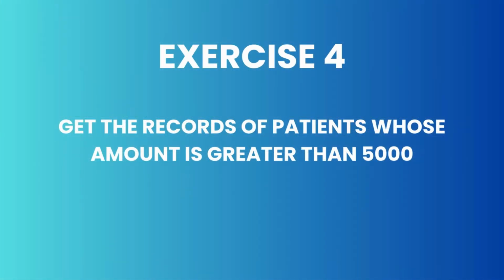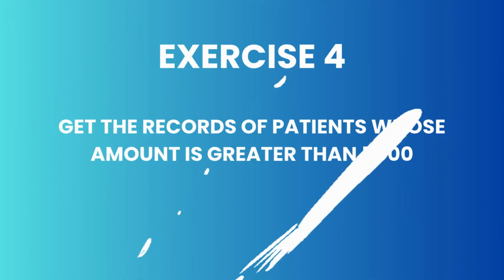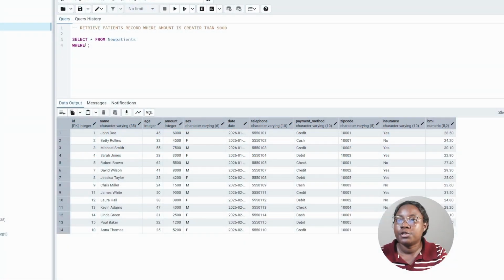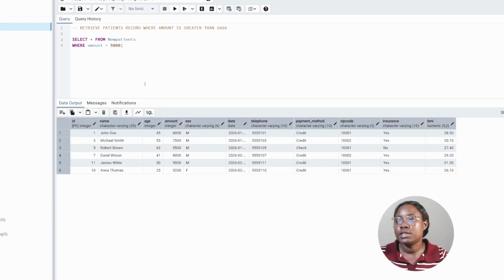Let's say we want to retrieve patient records where the amount is greater than 5,000. Here you say select from new patients where amount is greater than 5,000. You can see I didn't put the 5,000 in single quotes because it's an integer, it's a number. So we run this and we have 6 observations where the amount is greater than 5,000.